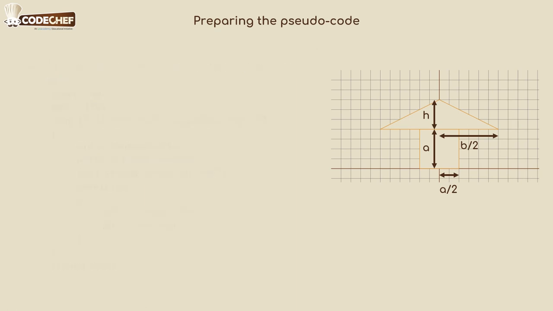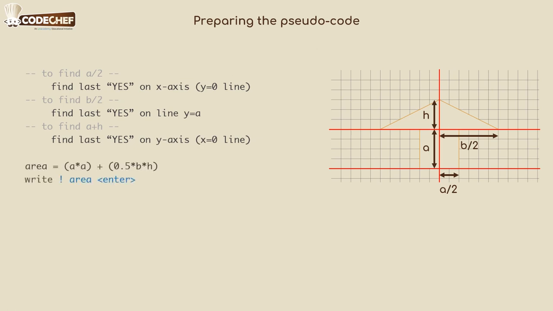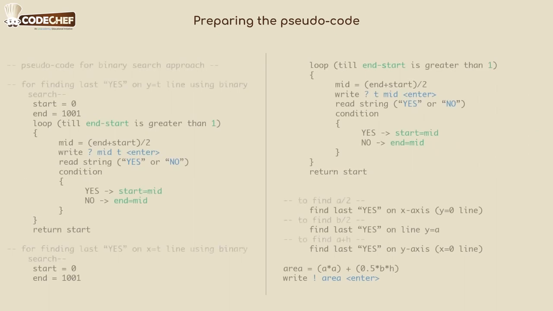Now let's discuss the code for the main function. For finding a by 2, we need to find the last yes on the x-axis, that is the y is equal to 0 line, using the function that we have already discussed. For finding b by 2, we need to find the last yes on the line y is equal to a. Similarly, for finding a plus x, we need to find the last yes on the y-axis, for the x equal to 0 line. Finally, we have to write the area using exclamation mark, space, area and then an enter. Here you can find the full pseudocode.